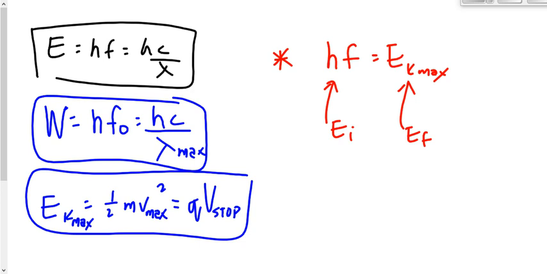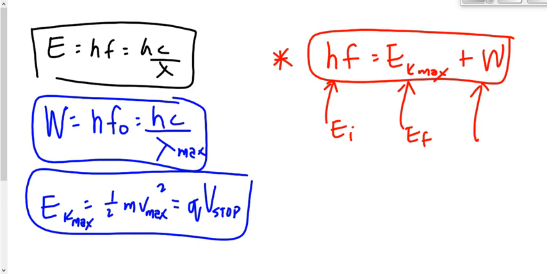But it's not really equal to each other, actually, because we lose energy in the process. The initial energy is equal to the final plus the energy that we used up in the process. What's the energy that we used up in the process called? The minimum energy necessary to eject an electron, the energy used up in the process, is called the work function.